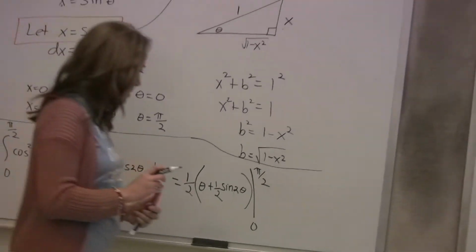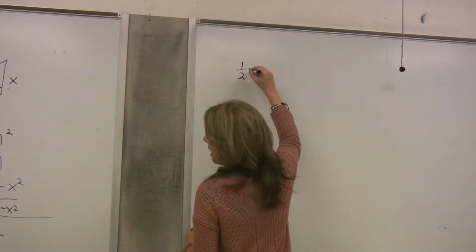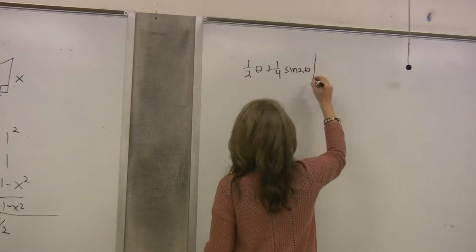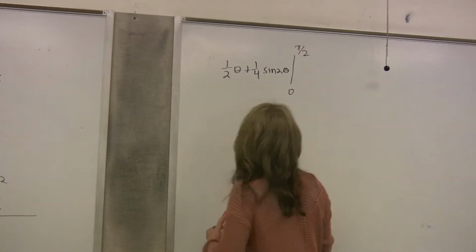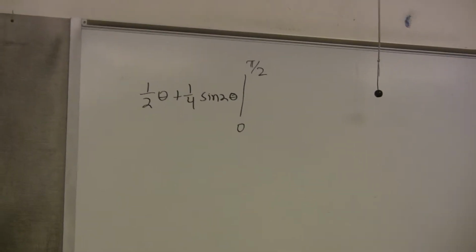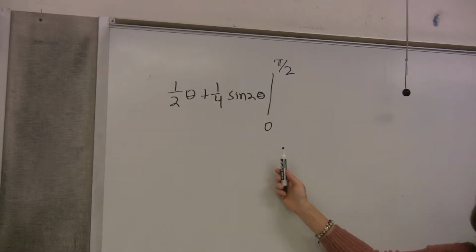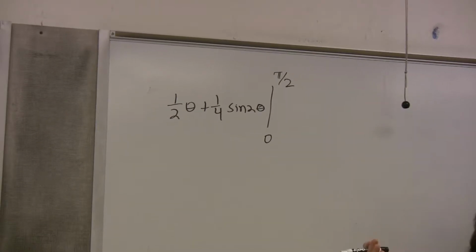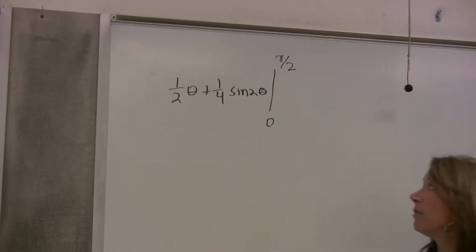Okay, so I'm going to distribute my 1/2, and I'm going to evaluate. So I have 1/2 theta plus 1/4 sine 2 theta evaluated from 0 to pi over 2. Warning, make sure you plug your zeros in when you're evaluating trig functions. They're not always equal to 0. Like if I take a cosine of 0, that's equal to 1, right? So some people just don't plug in 0 because they think it will all go away. It's not always the case.